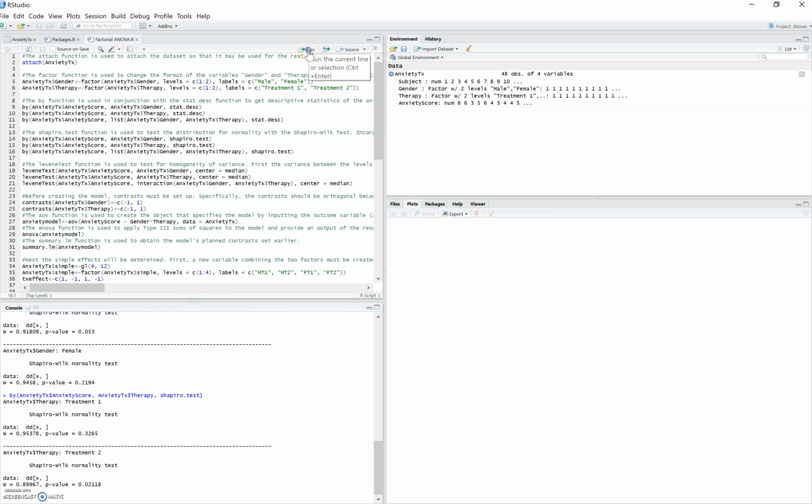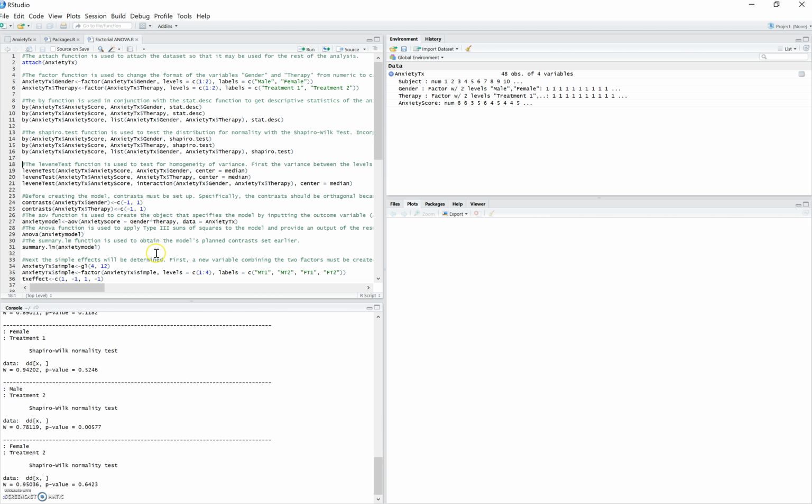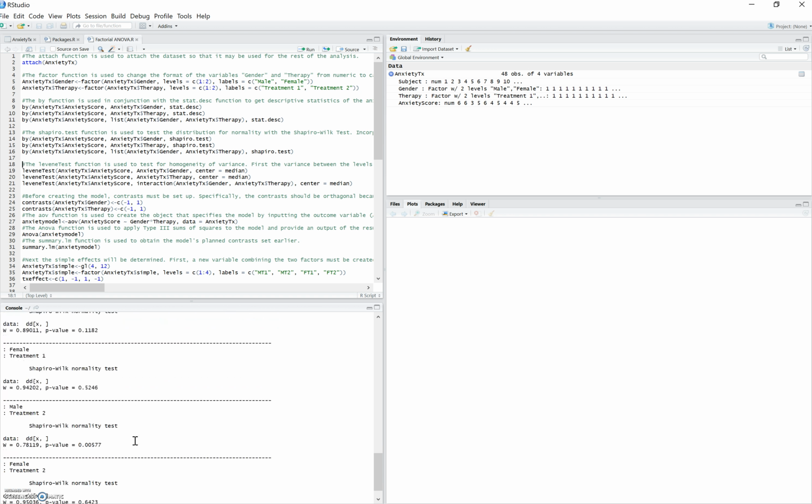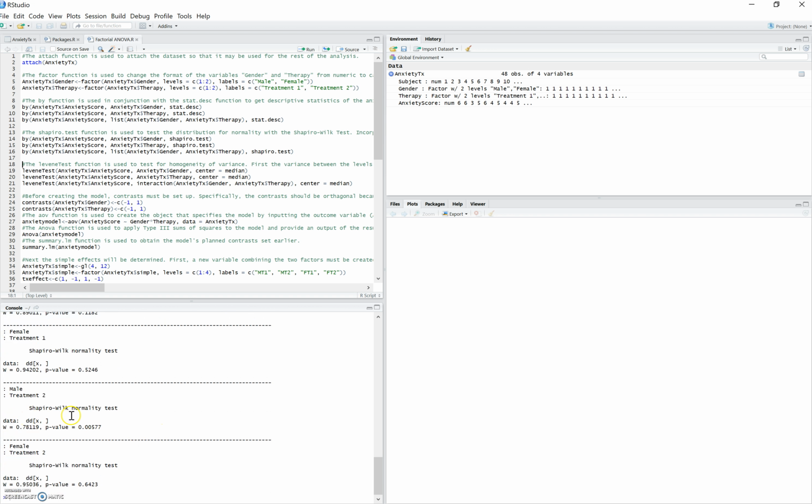And I'm also going to run for the interaction, which once again also has one group that has a non-normal distribution. We're looking at the interaction between male and treatment 2. So both of those are problematic and could signify that the results that we get may or may not be accurate.